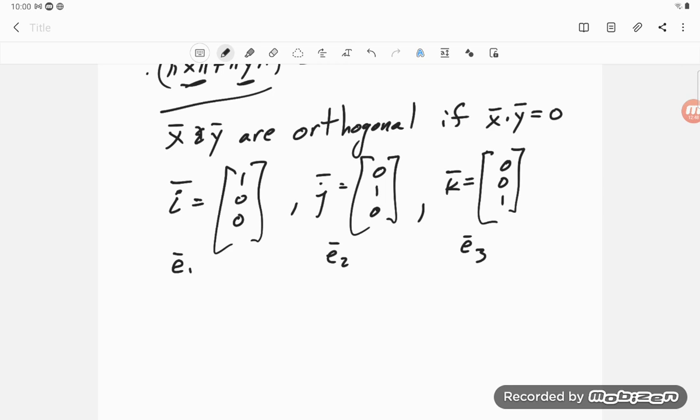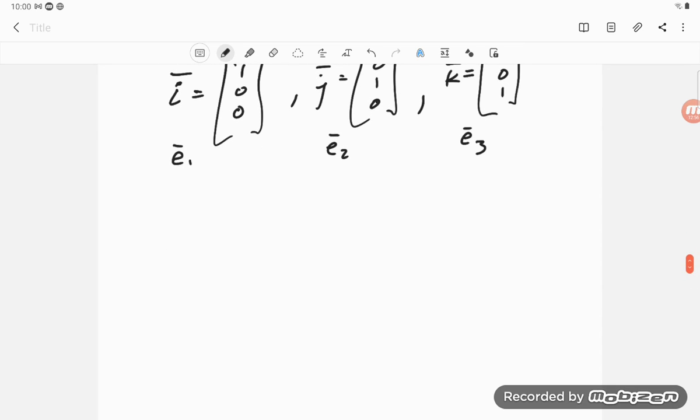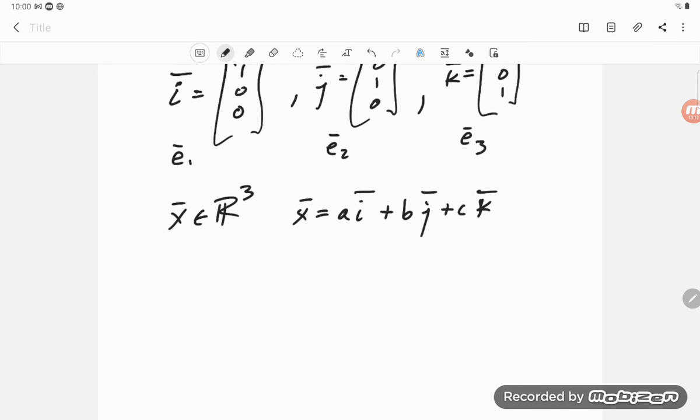So, okay. We have our standard unit vectors here. They form a basis, and so any x, an element of R3, I can write as x equals some a times i plus some b times j plus some c times k. So any vector in R3 I can write as a linear combination of the standard vectors.